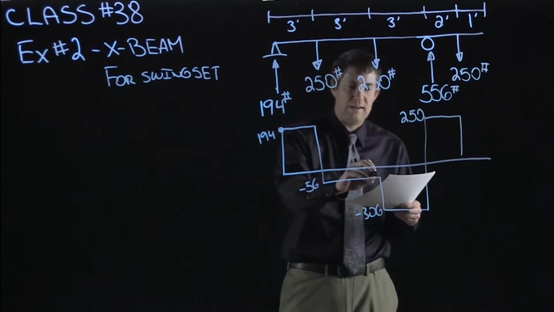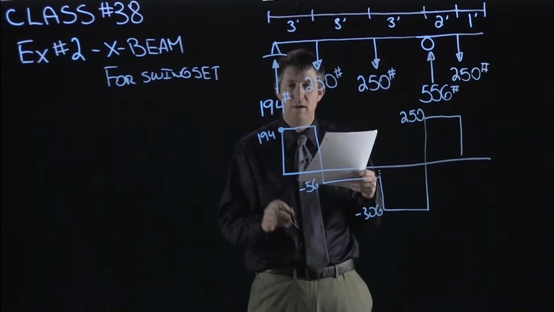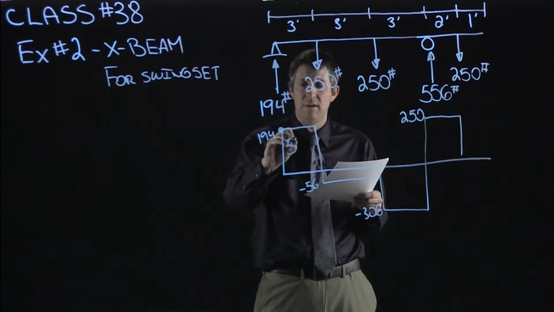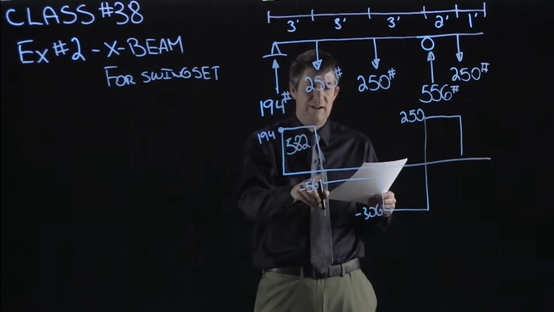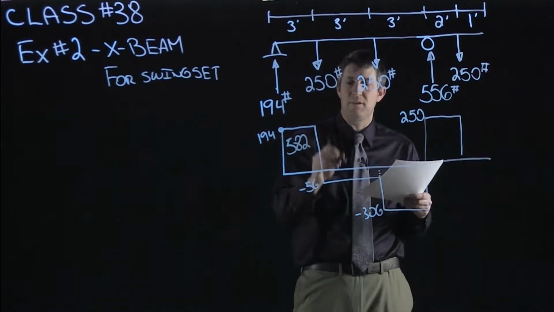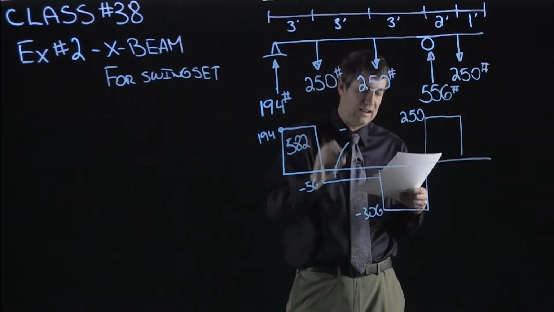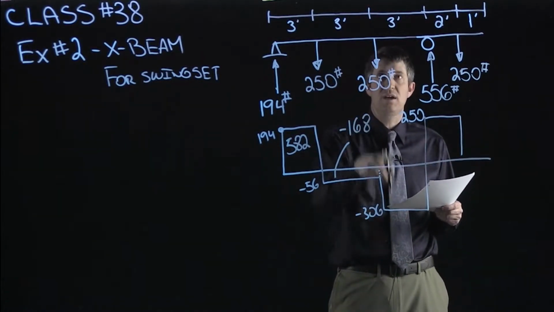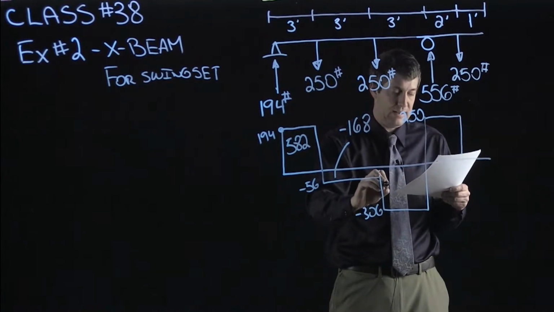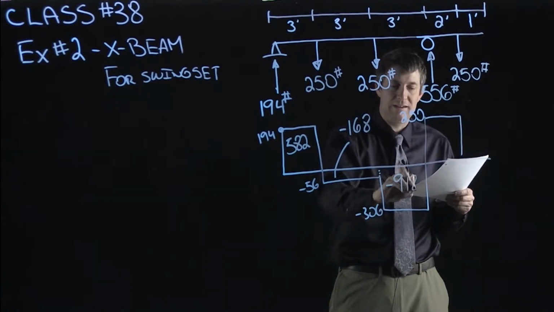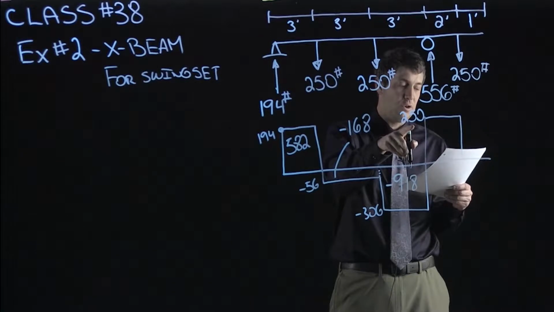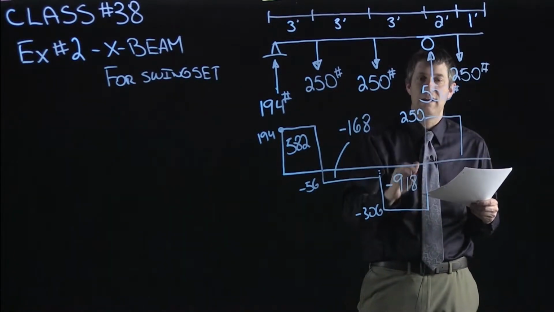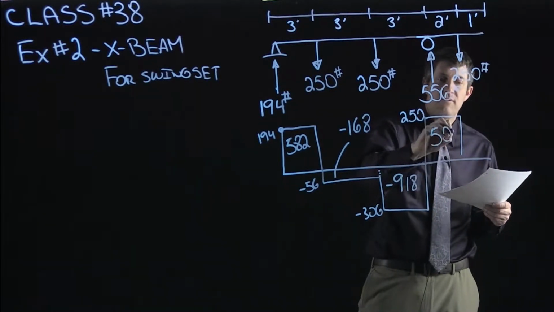So I can break this up into different areas here. If I take 194 times 3 feet, I get 582. If I take minus 56 times 3 feet, I get negative 168. If I take minus 306 times 3 feet, I get minus 918. And if I take positive 250 times 2 feet now, be careful, we didn't go the full distance of 3 feet, that's going to be plus 500.